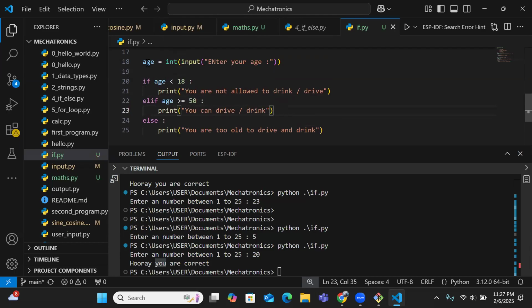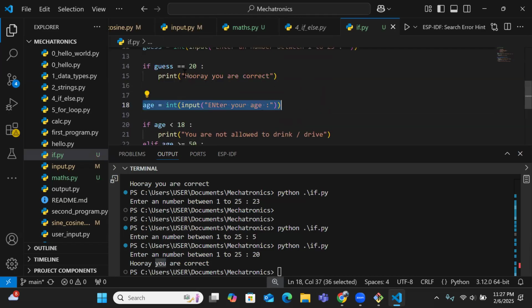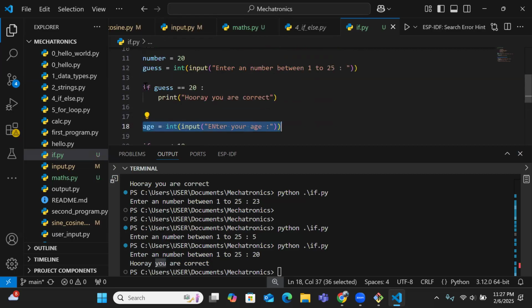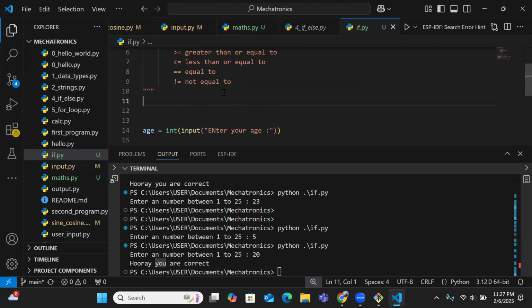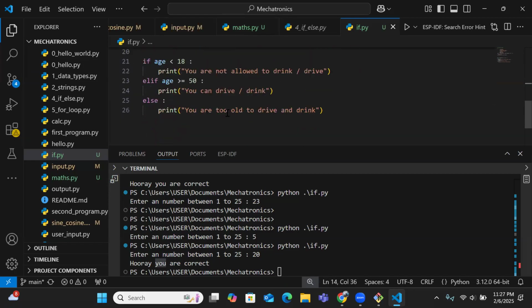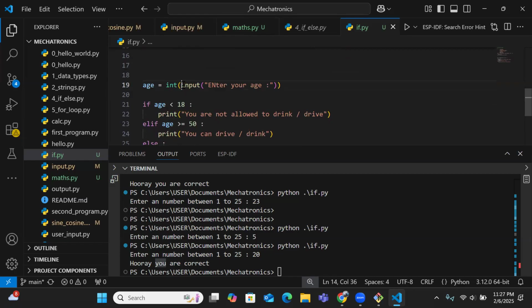So you enter your age. I will comment out this part. I don't need it for this. I'm just working with the age. Enter your age.